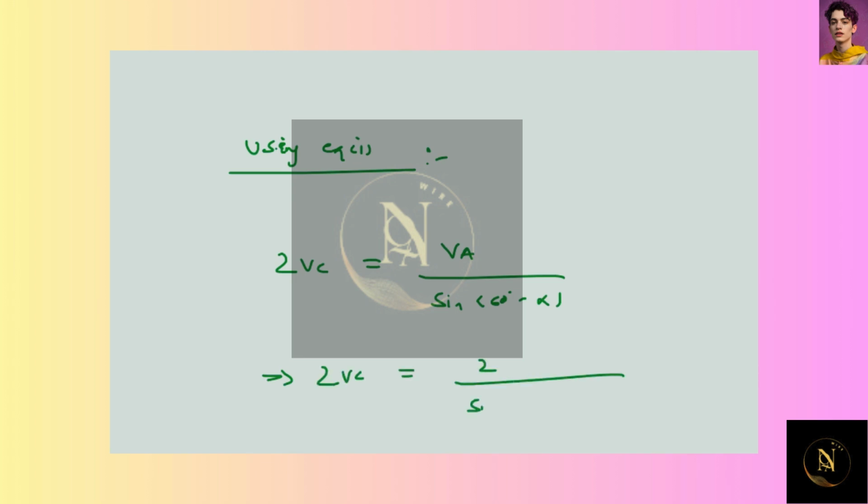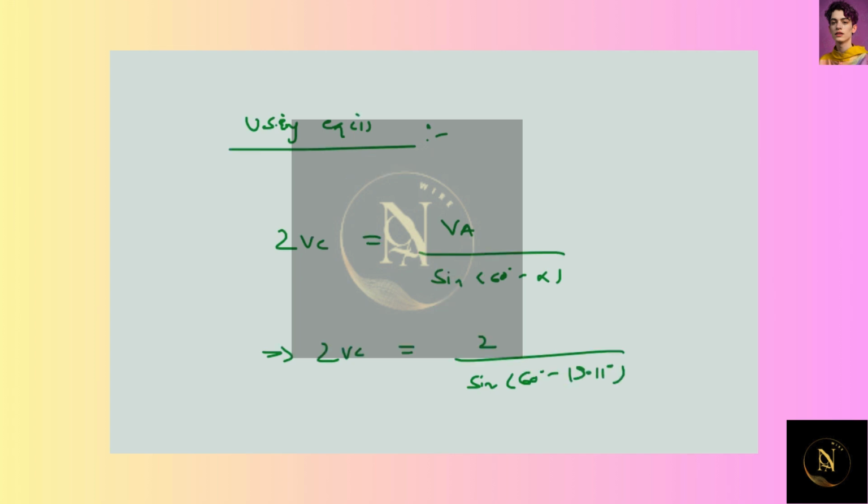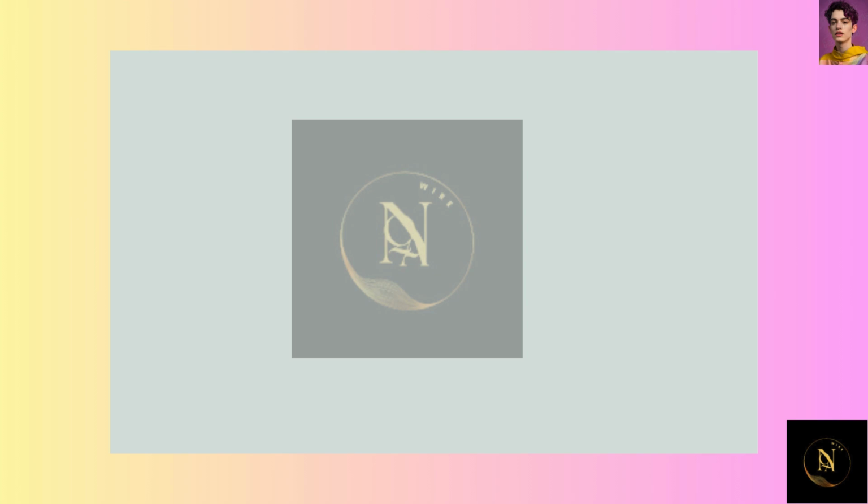Using equation 1, I can write the expression as 2VC is equal to VA by sine 60 degree minus alpha, or 2VC is equal to 2 by sine 60 degree minus 19.11 degree. Finally, you will get the expression for VC as VC is equal to 3.056 by 2, that is equal to 1.528 meter per second as the magnitude of velocity at point C.